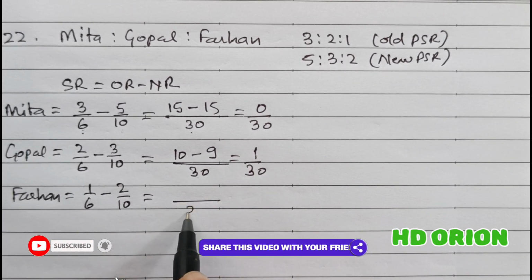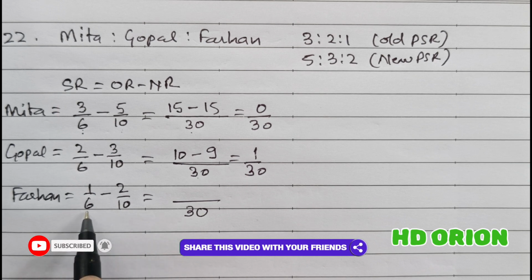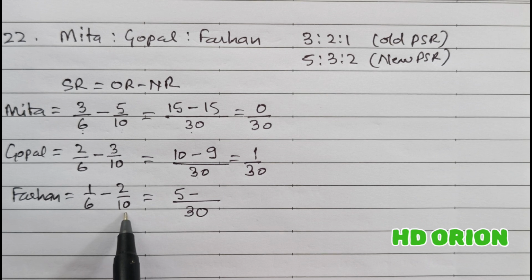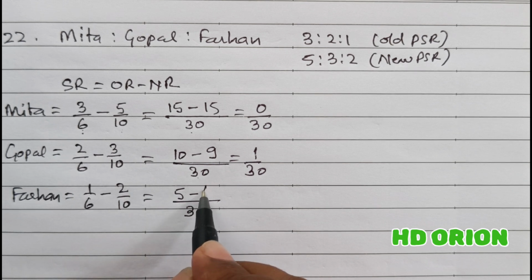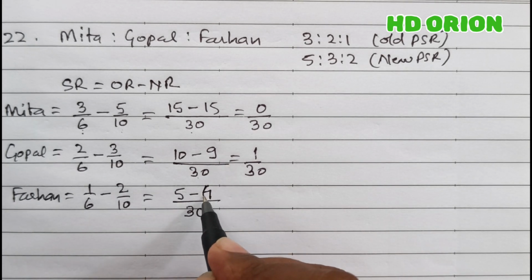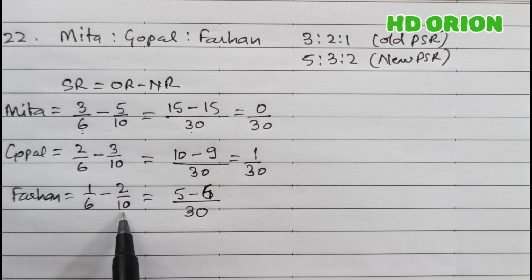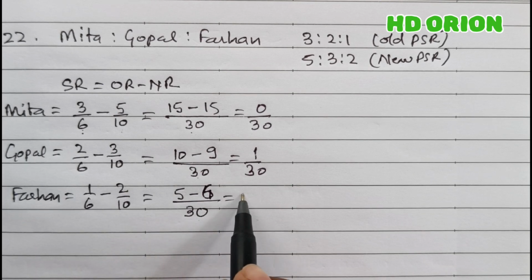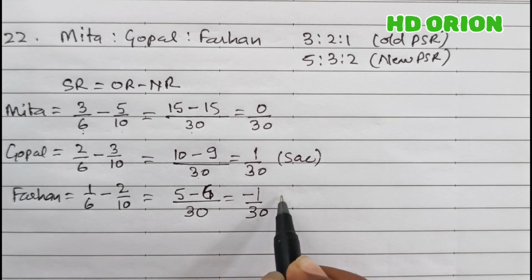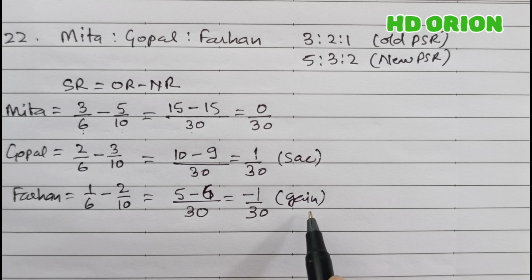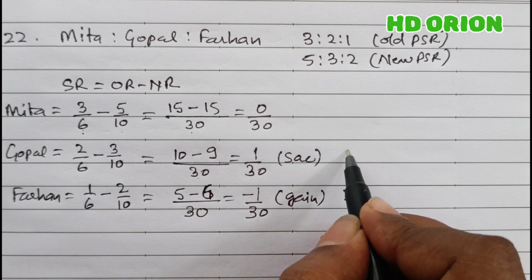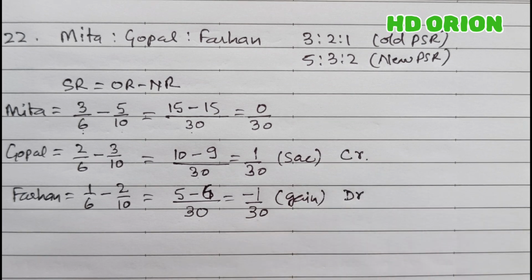Whereas for Farhan, again the LCM is 30. 30 divided by 6 is 5, multiplied by 1 is 5, minus 30 divided by 10 is 3, multiplied by 2 is 6. So the answer here is minus 1/30. So here it is sacrifice and here it is gain. Whomsoever gains, his capital account is to be debited, and whomsoever sacrifices, the capital account is to be credited.